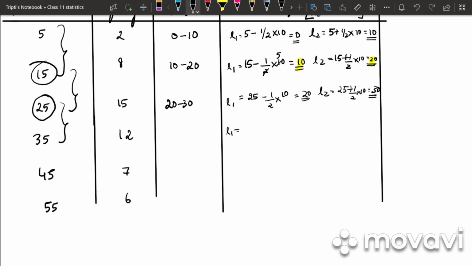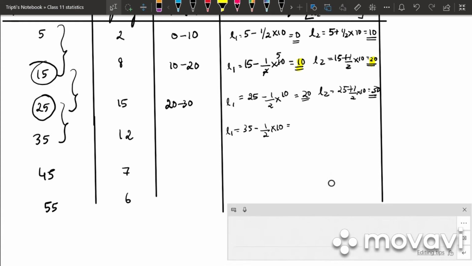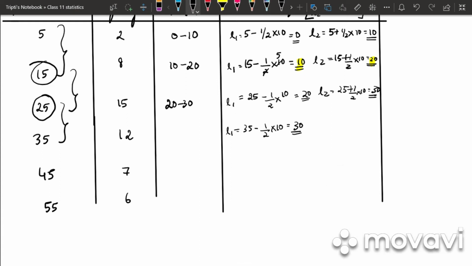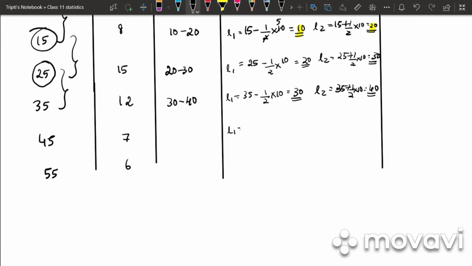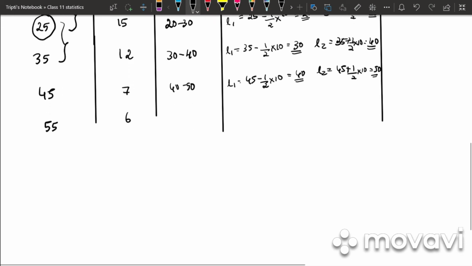Next, again L1 is equal to 35 minus half into 10, that is 30, and L2 will be 35 plus half into 10, which is 40. So our next class interval is 30 to 40. Again L1 is equal to 45 minus half into 10, which is 40. L2 is 45 plus half into 10, which is 50. So 40 to 50.